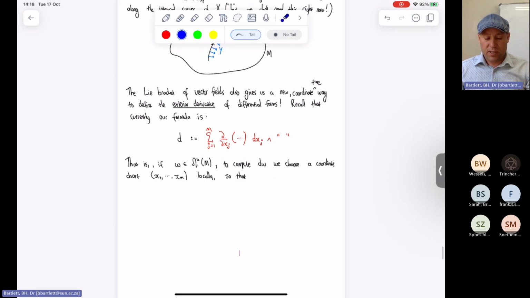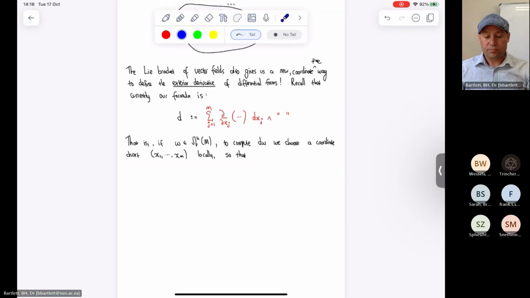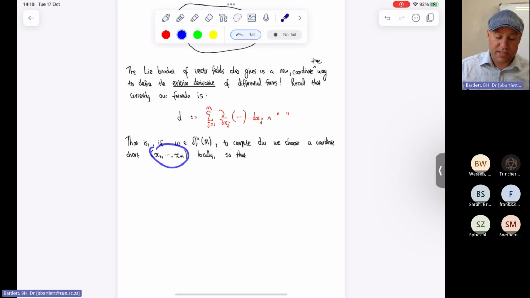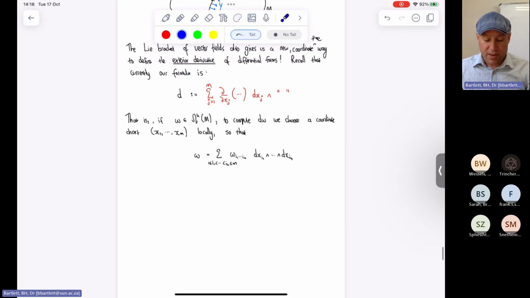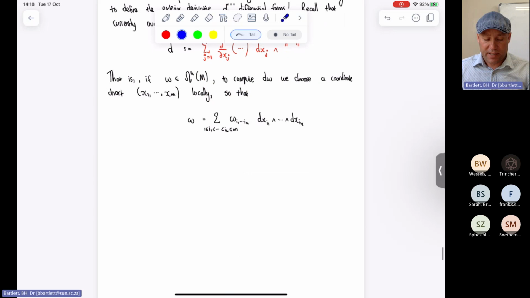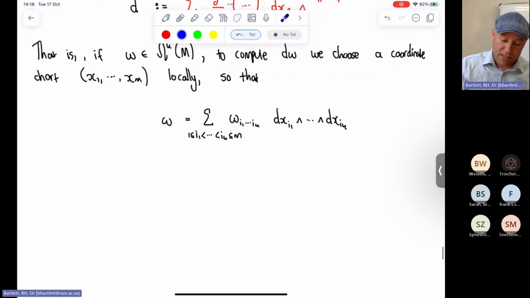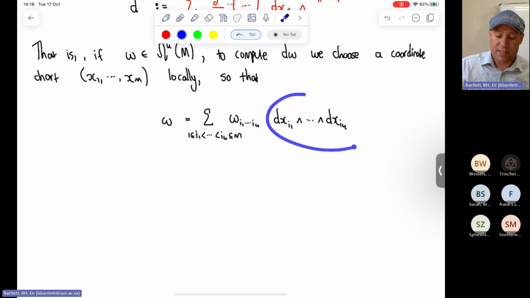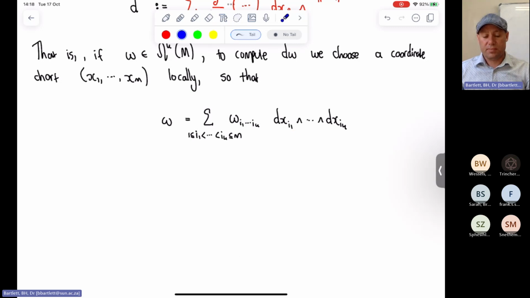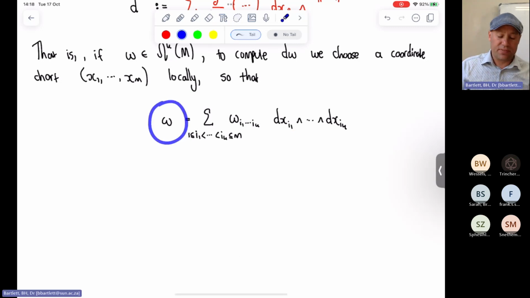Just to recall, if you want to compute d of a K-form, that's going to give you a K+1 form. What you did was choose a coordinate chart locally, so that you got some coordinates x1 up to xm, and then you could express your K-form like this. It's going to be the sum of some component functions, which aren't just numbers but functions of x, times these wedges of the dx's. So there's k of these altogether. That gives us a K-form, and I want to calculate d of omega.